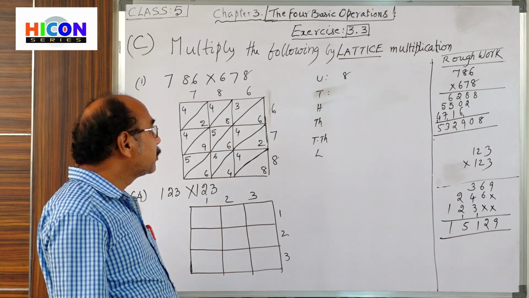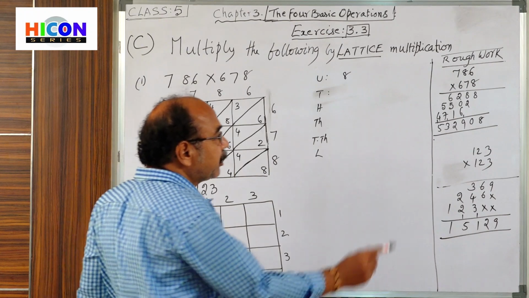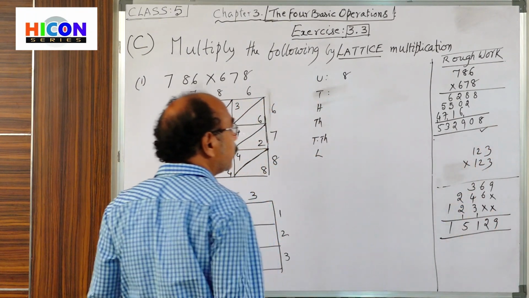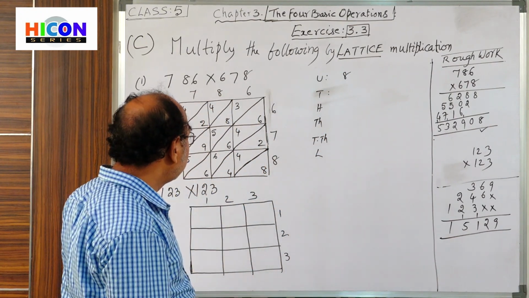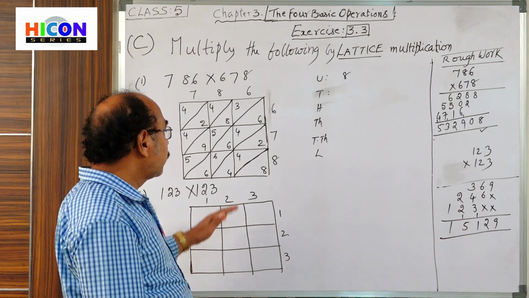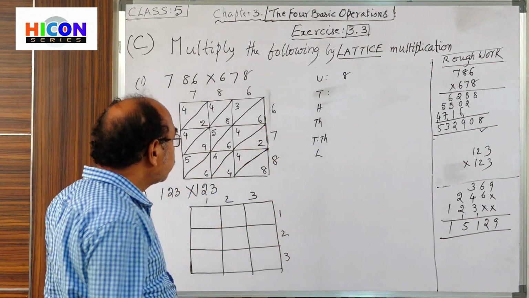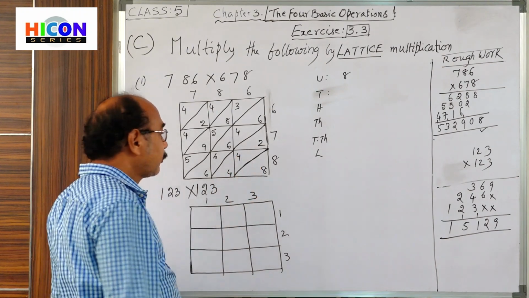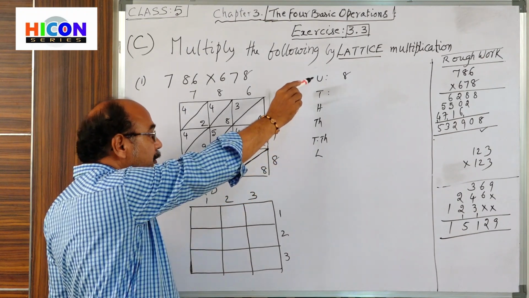What is the units place here? 8. 8 here. Observe, children. 8 is the units place. Now come to the diagonal numbers. What are the diagonal numbers here? 4 plus 4 plus 2. In this diagonal, you see, this one goes to the units place.